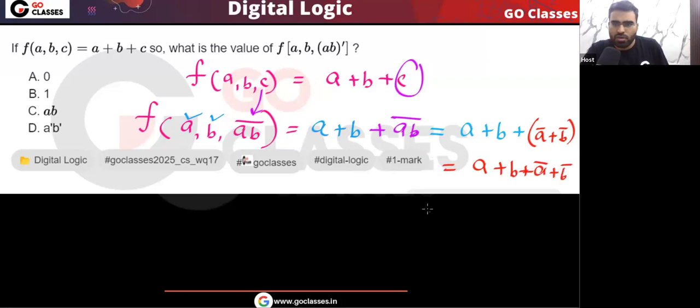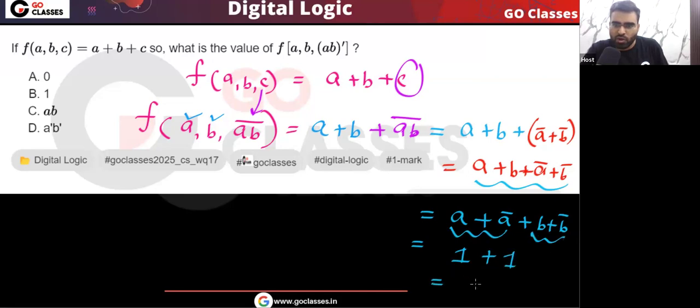Now you can easily see that you can apply the commutative property. You can write it like this: A or A bar or B or B bar. What is A or A bar? This is very simple, this is 1. And what is B or B bar? This is also 1. 1 or 1, that is 1. So here the answer will be option B. This is a very simple question.